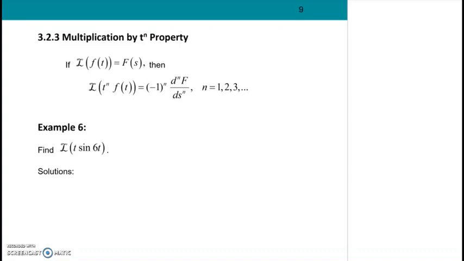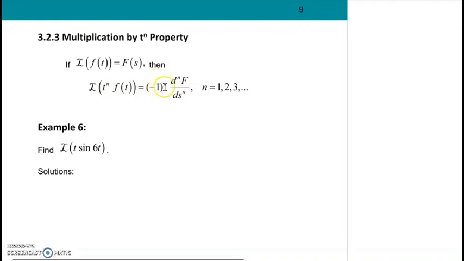Okay, the third property that we are going to discuss is multiplication by t power of n. This property says that if we have a function f(t) that is multiplied with t power of n, then the transform is said to be in the form of this.